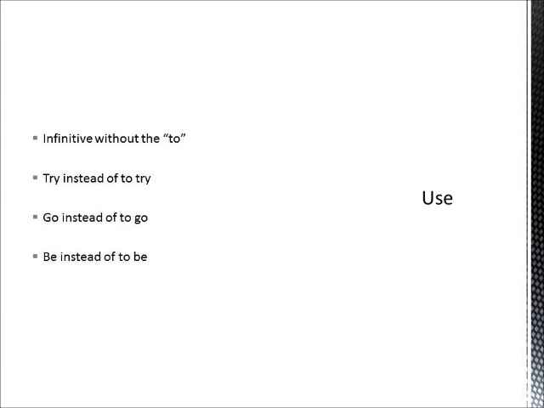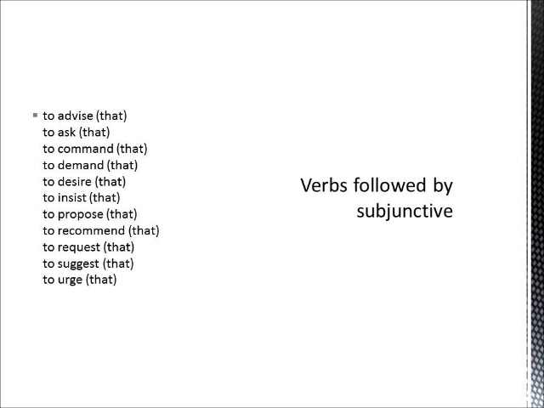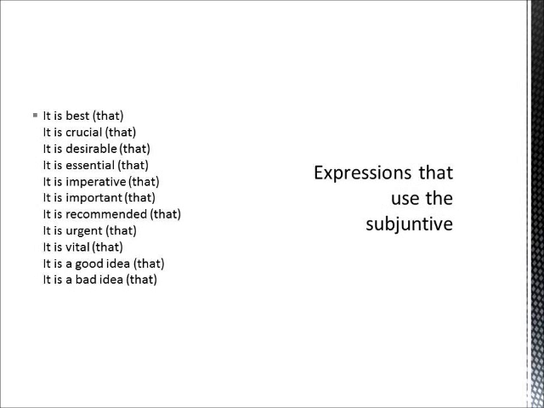You use the subjunctive mood as if it were the infinitive without the word to, such as try instead of to try, go instead of to go, be instead of to be, walk instead of to walk, run instead of to run. You get the idea. These are verbs that are commonly followed by the subjunctive. And here are some of the expressions that usually use the subjunctive.